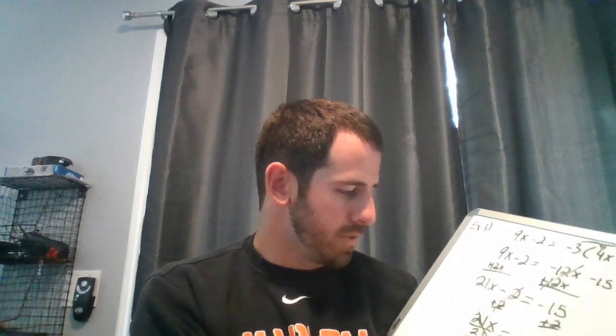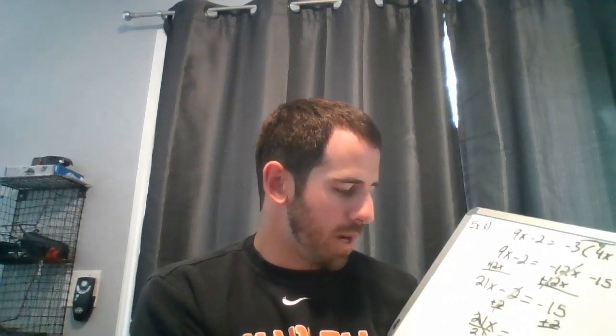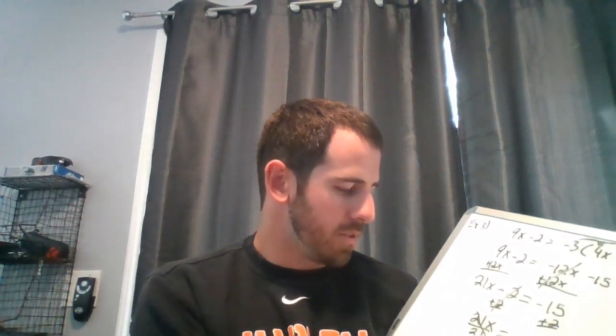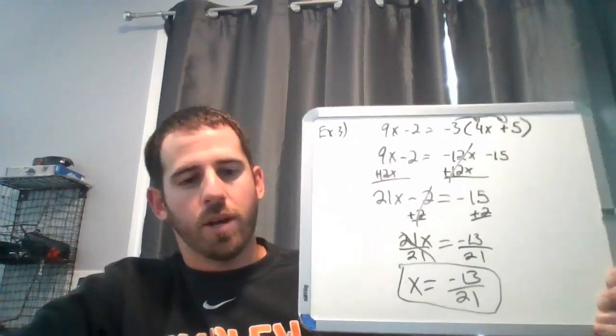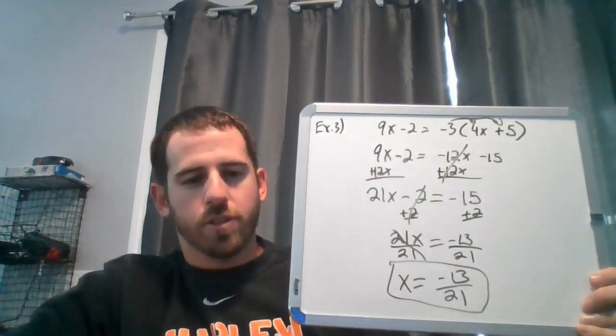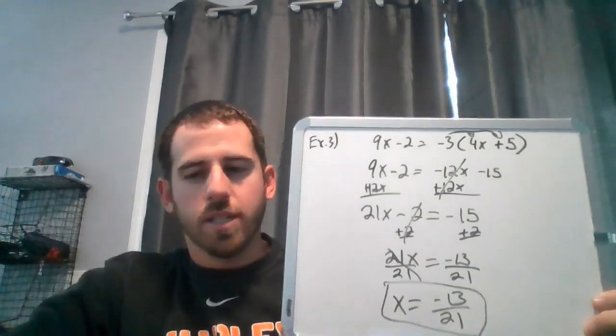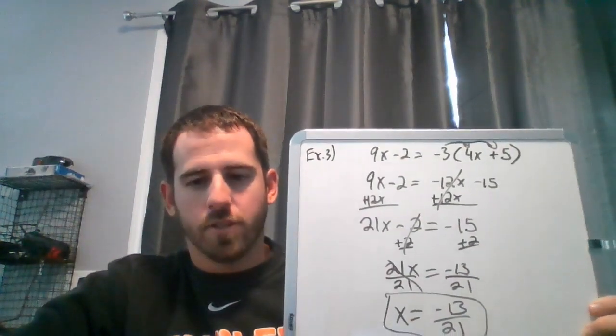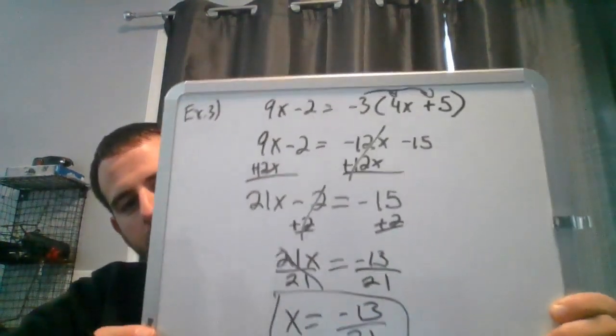They cancel on the left. Similar to the last problem, you cannot do anything. I mean, you can, but why would you want to? Negative 13 over 21 is your answer. Please don't try to make that a decimal. You're going to give yourself a headache. Okay? Pause if you need to.